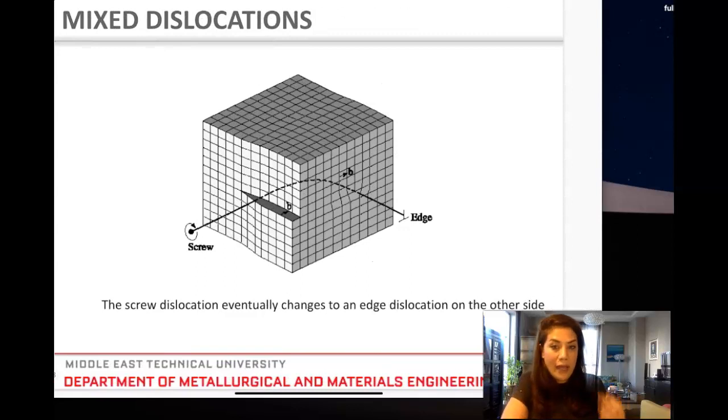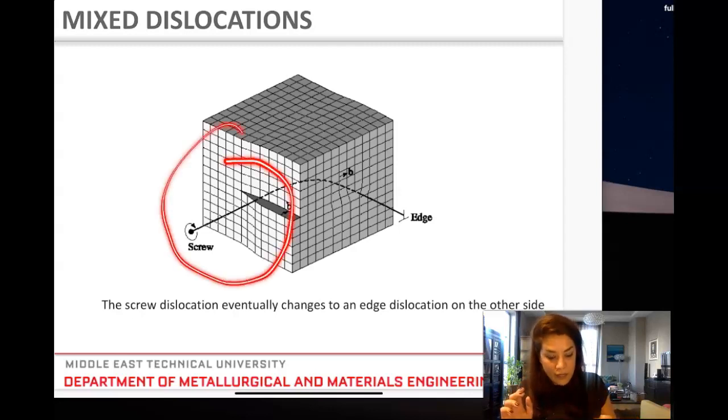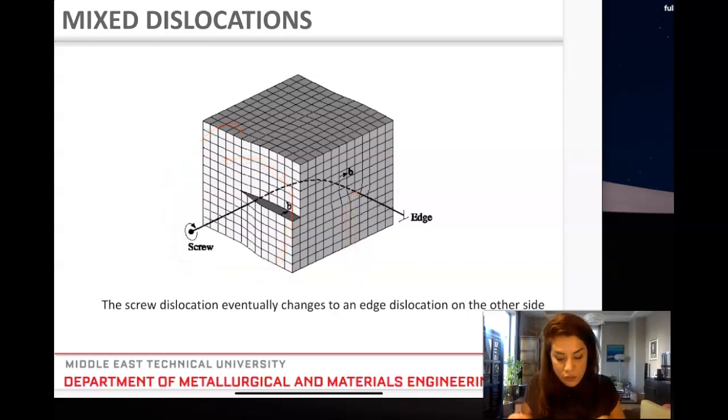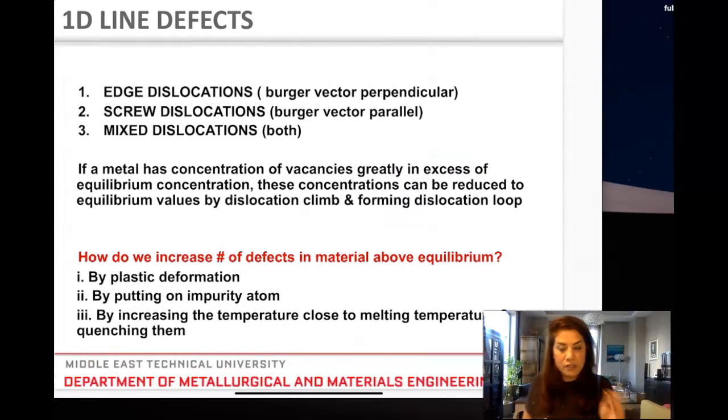I can also have a mixed dislocation in a material. It's a very good example here. For example, on this face, I have a screw component, and I have an edge component. So as I move the screw dislocation toward that line away, then as it's moved, this screw dislocation will eventually change into an edge dislocation on this side, terminated into an edge dislocation.